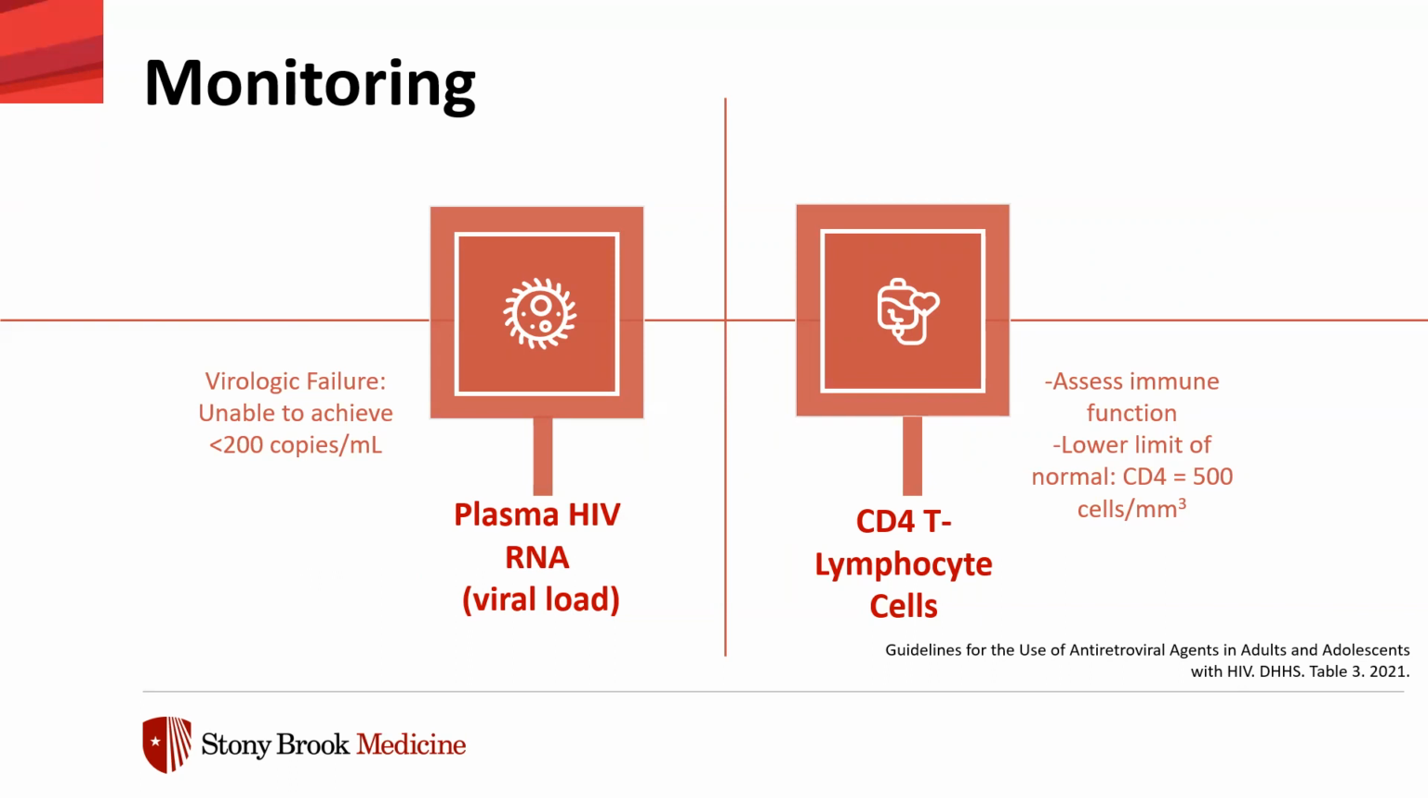However, I did want to note that the guidelines do note there are some patients that have an HIV RNA of less than 400 copies per milliliter, and it is not an indicator of treatment resistance or treatment failure.